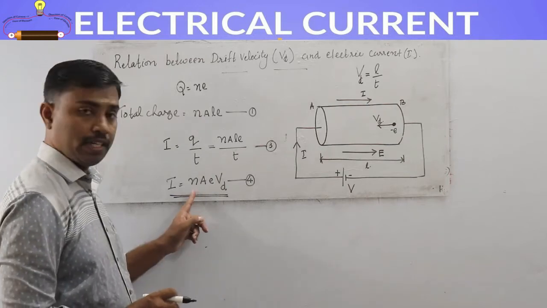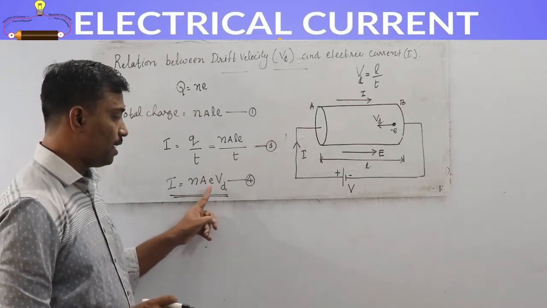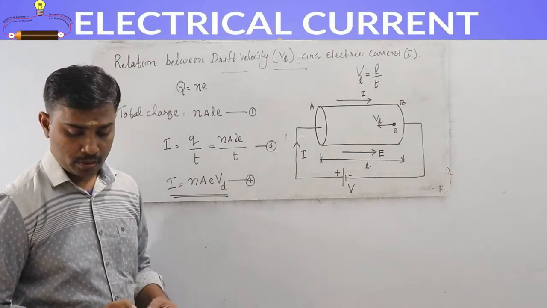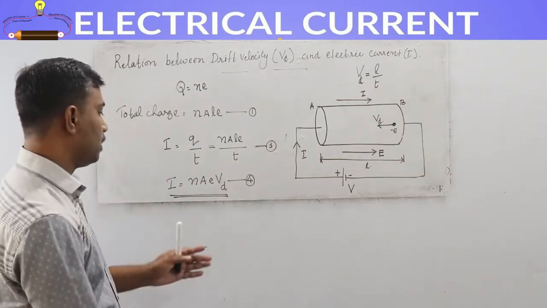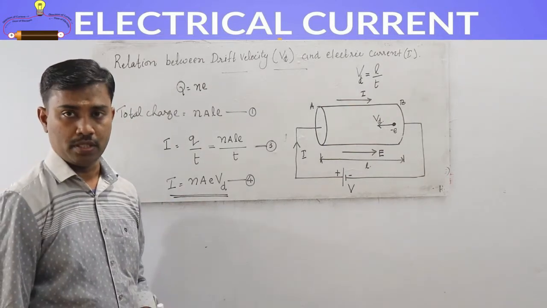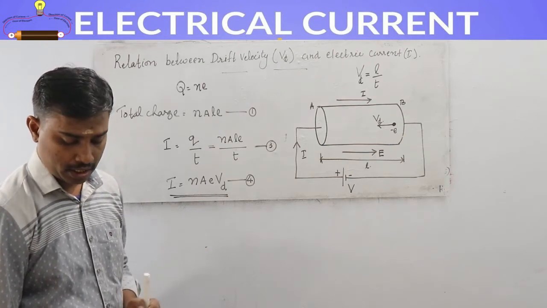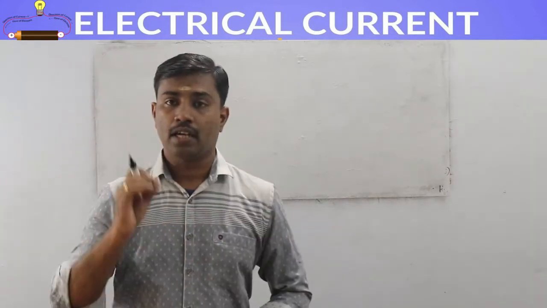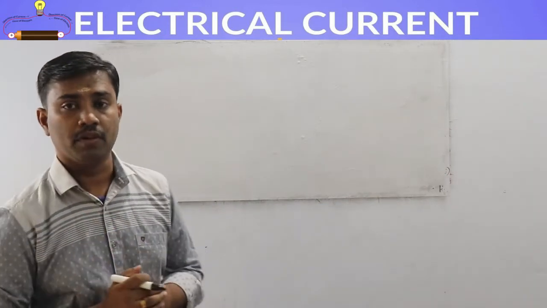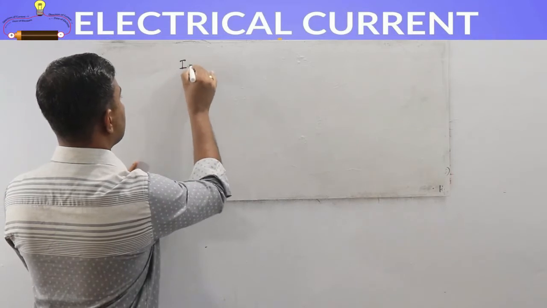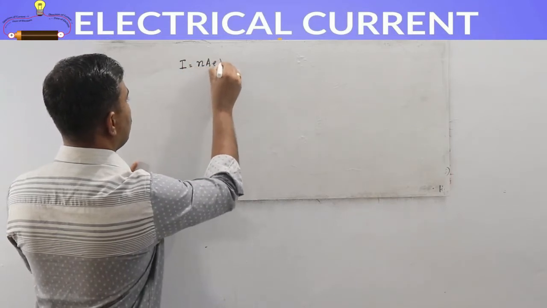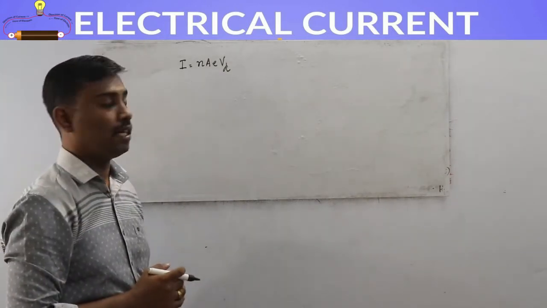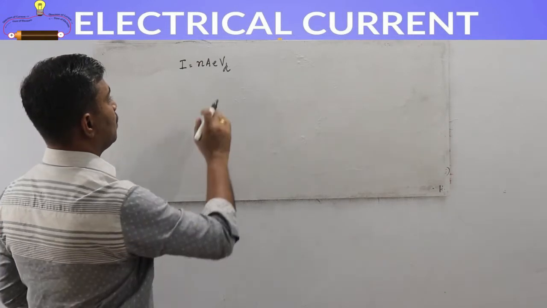Here n is the number density, A is the area, e is the charge of the electron, and Vd is the drift velocity. So this is the relation between current and drift velocity. Is it clear? So the current I is equal to nAeVd, where n is the number density, A is the area, e is the charge of the electron.